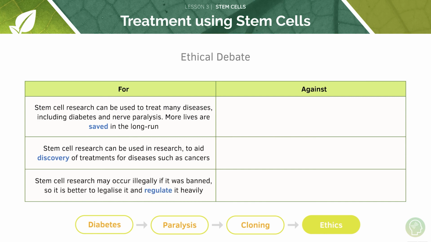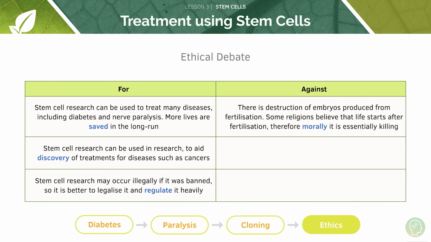Also, if we act to prevent stem cell research, it's probably just going to be driven underground anyway and might occur illegally, which is potentially dangerous if patients are starting to turn towards the black market, for example, to undergo stem cell therapeutics. So it's much better to legalise it and obviously heavily regulate it via various governing bodies. So now let's take a look at a few arguments against using stem cells as treatment.